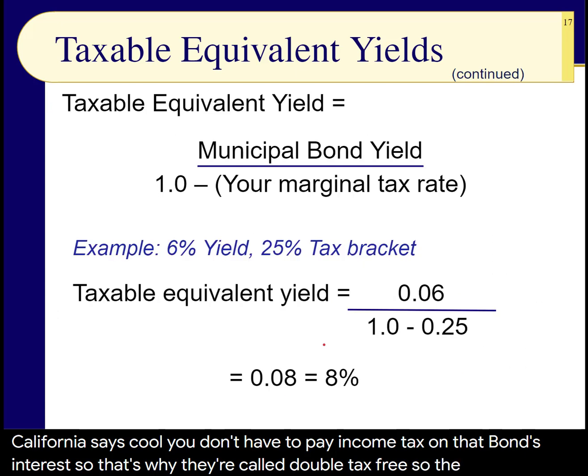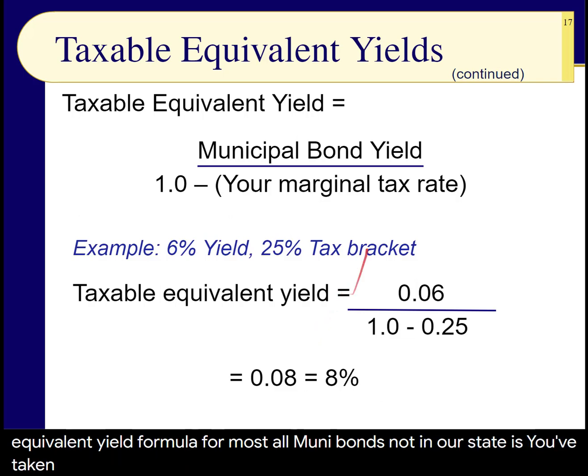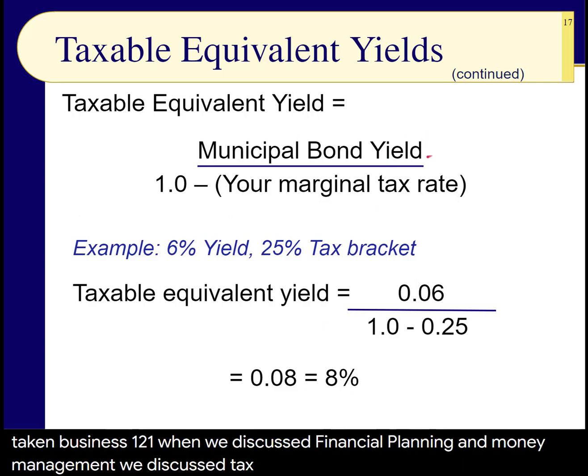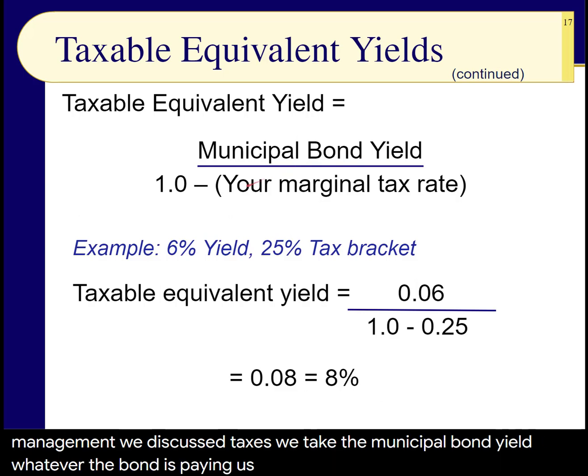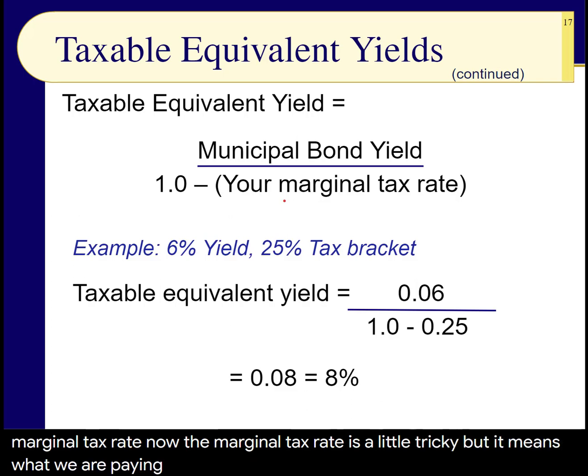So the taxable equivalent yield formula for most all muni bonds not in our state is very straightforward, and it should look familiar if you've taken Business 121, when we discuss financial planning and money management, we discuss taxes. We take the municipal bond yield, whatever the bond is paying us, and we divide it by 1 minus your marginal tax rate. Now, the marginal tax rate is a little tricky, but it means what we are paying on our next dollar of income.